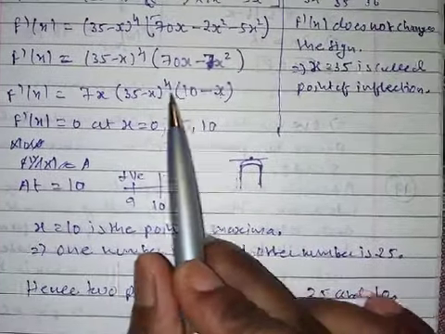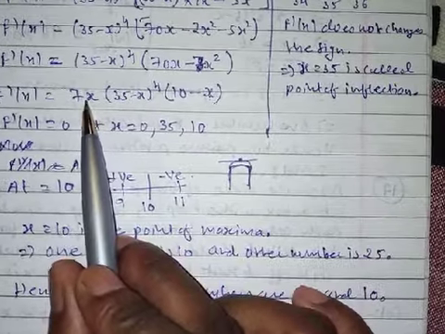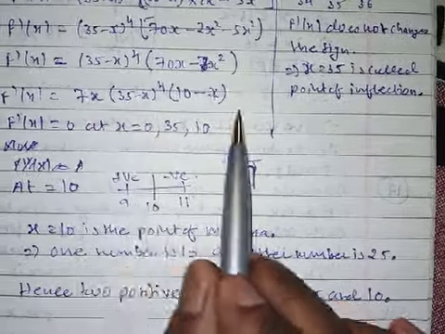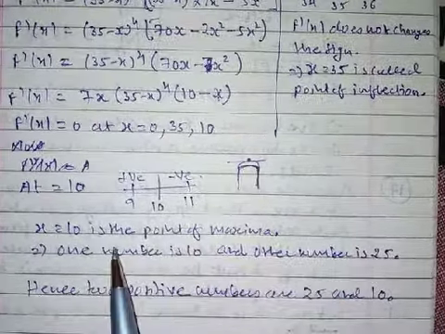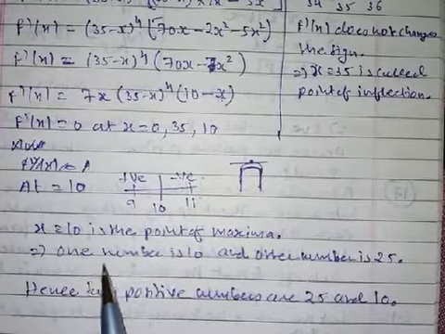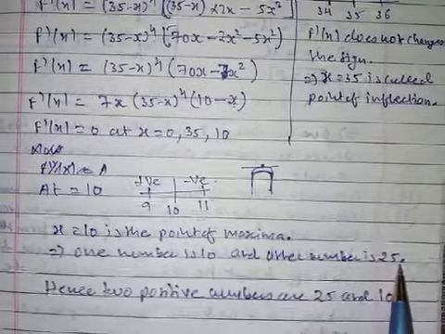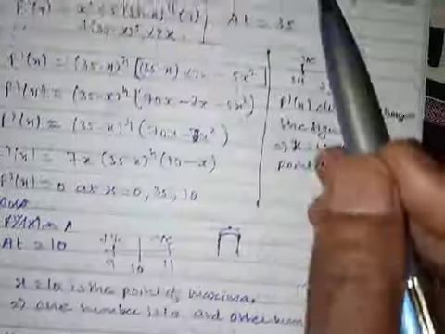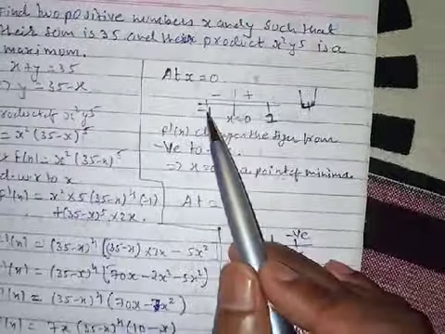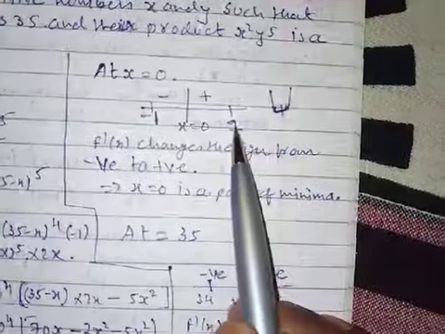11 will be negative, then positive, then positive, but in total it will become negative, is it? Therefore it is positive to negative, so one number is 10 and the other number will be 25, is it? You have to check at x is equal to 0. If you check at x is equal to 0, take left hand side -1 and +1.